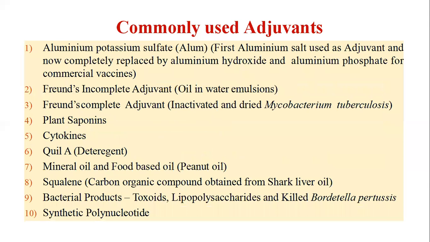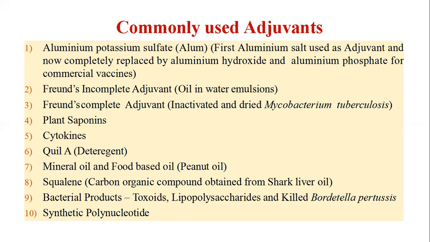So these are the commonly used adjuvants. Mostly the aluminum compounds are used as adjuvants. The first aluminum salt used as an adjuvant is aluminum potassium sulfate, also known as alum. It is now completely replaced by aluminum hydroxide and aluminum phosphate for the production of commercial vaccines.